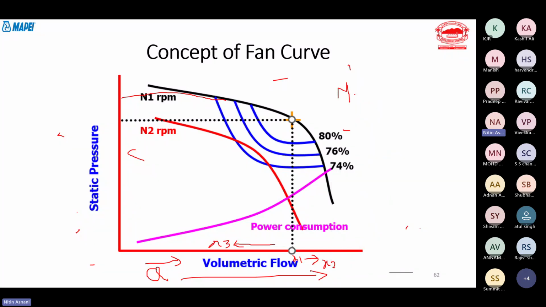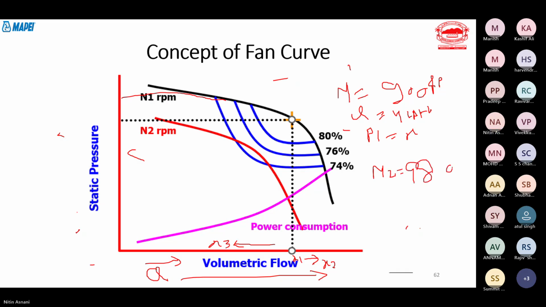Wait, I am writing this down. Suppose my initial RPM is 900 RPM and you are getting a flow of around 4 lakh meter cube per hour, and whatever power is being generated, call it X power. Now, if I increase the RPM to 990 or 980, what about my new power? What about my new flow? How will you get it?